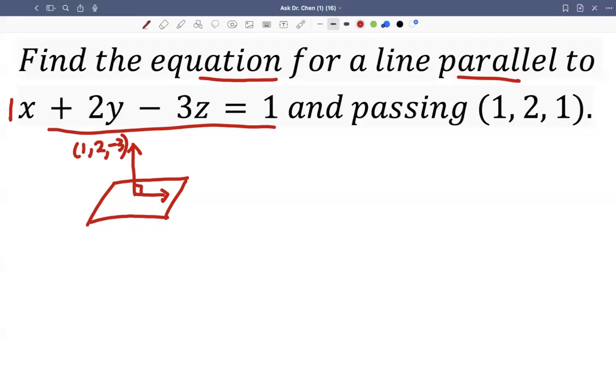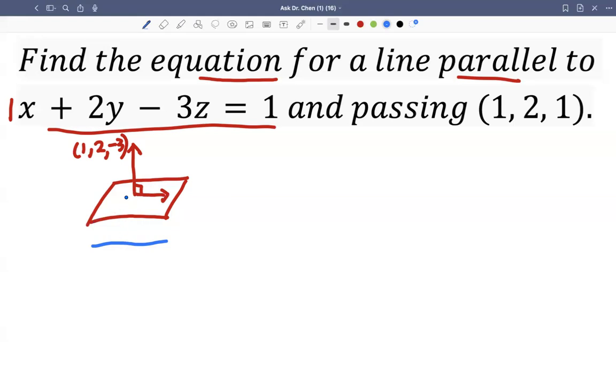So let me draw with the blue color. It's parallel to this plane. It doesn't have to go this way, just for easier to see, right? And this line, we don't really care about the direction. We only care about the representation of the line, which means the vector could go this way or could go that way.